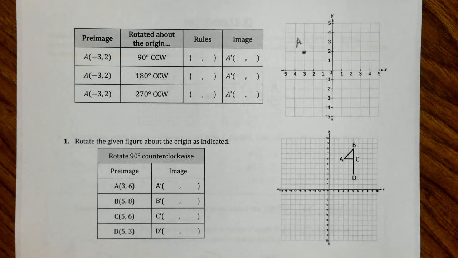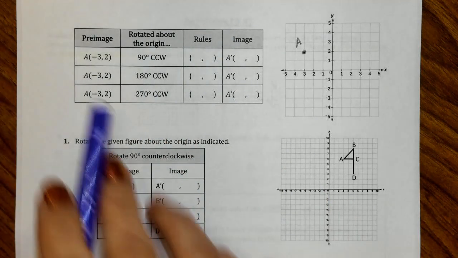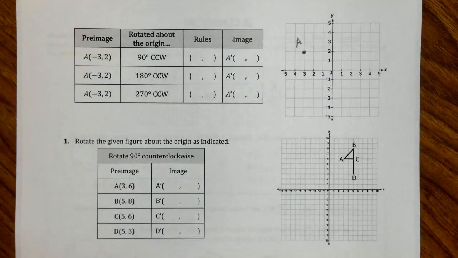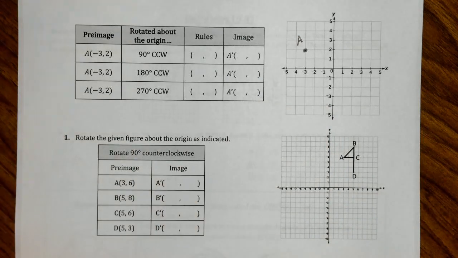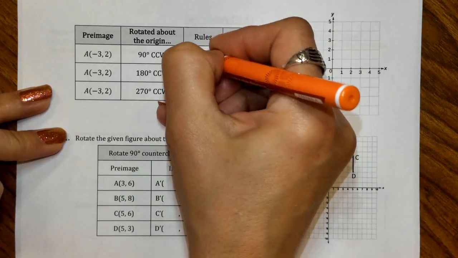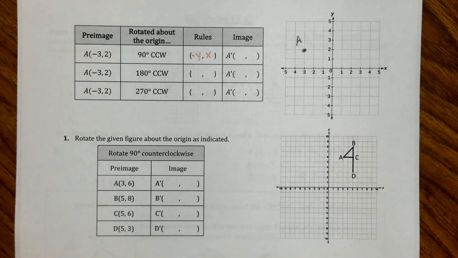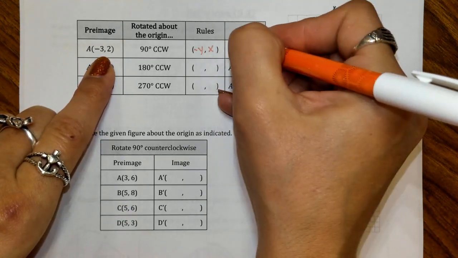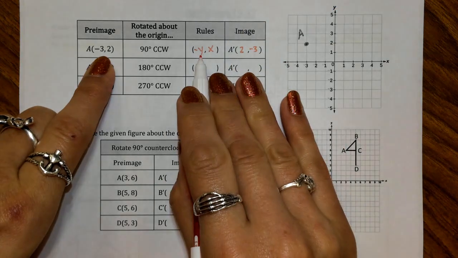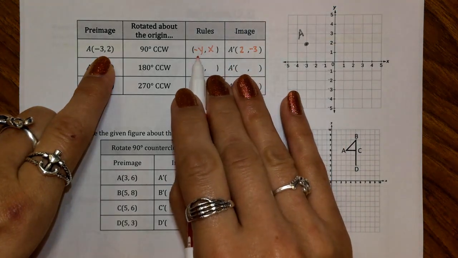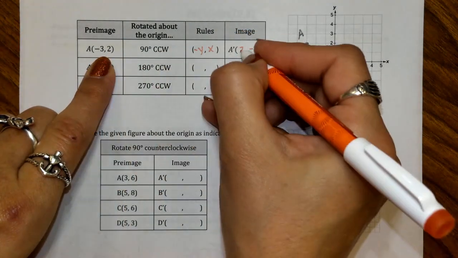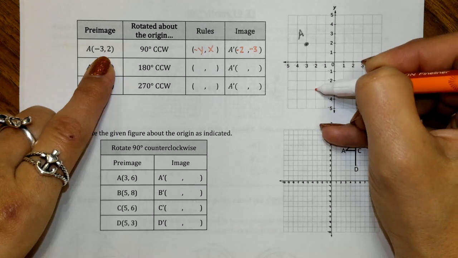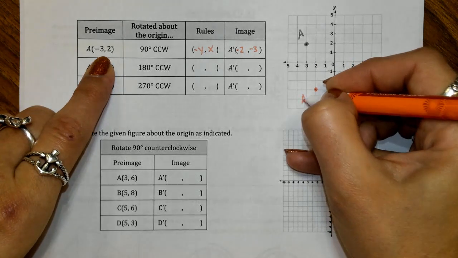So your counterclockwise, if we look back at our rules, your 90 degrees counterclockwise was going to be a -y, +x. So here we have our rule, -y, +x. So we want to take these 2 coordinates and switch them. So we're going to have 2 and then the -3, and then take a look at which one changed. The y changed. So this +2 is going to become a -2. So we're at -2, -3 right here. And let's label that A prime.